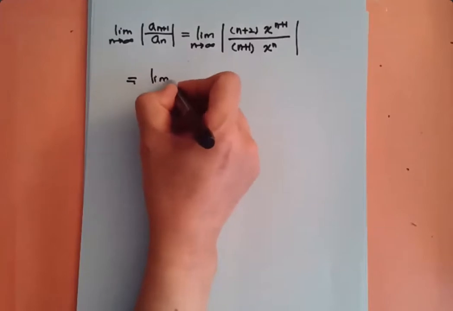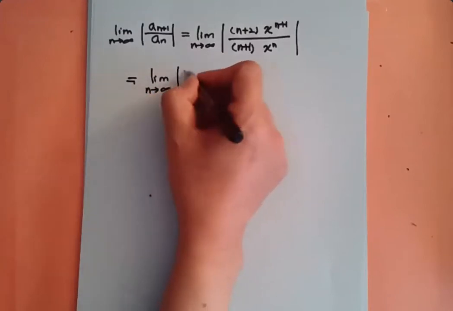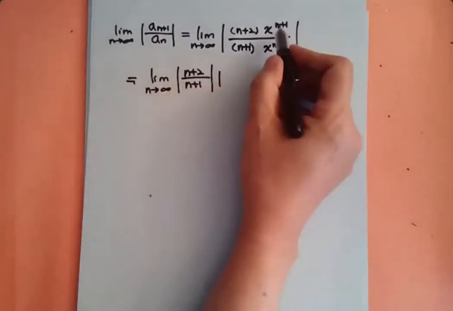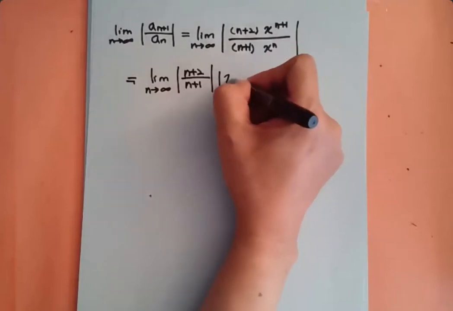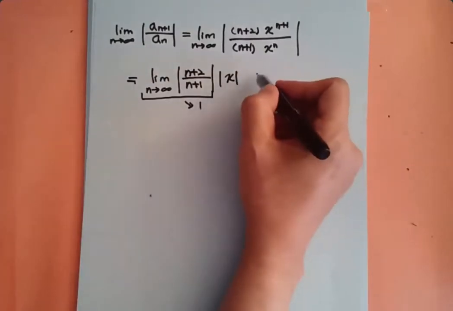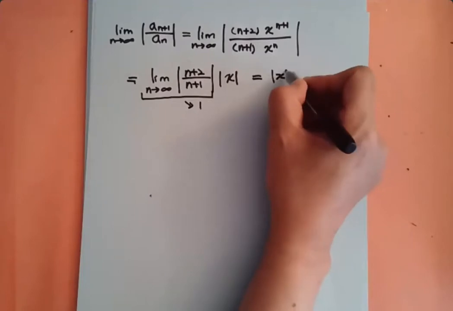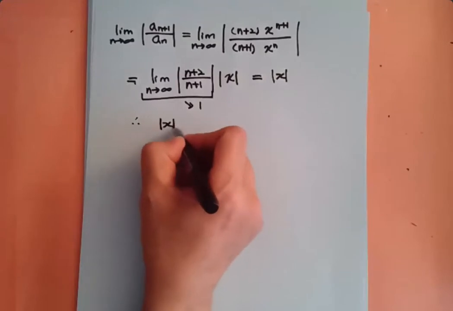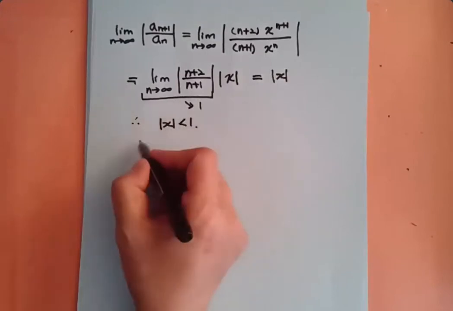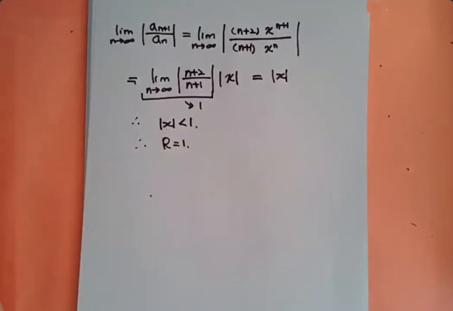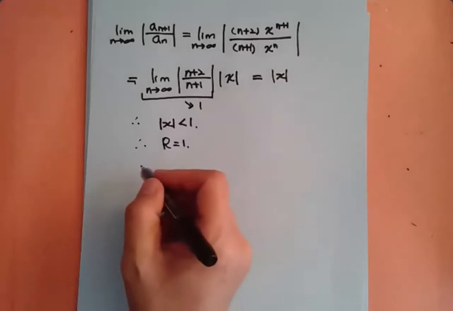So that is the limit as n goes to infinity of (n plus 2) over (n plus 1) times the absolute value of x. So this part will go to 1. And so we have the absolute value of x. So by the ratio test, we must have the absolute value of x less than 1. Therefore, the radius of convergence is 1. Any question?